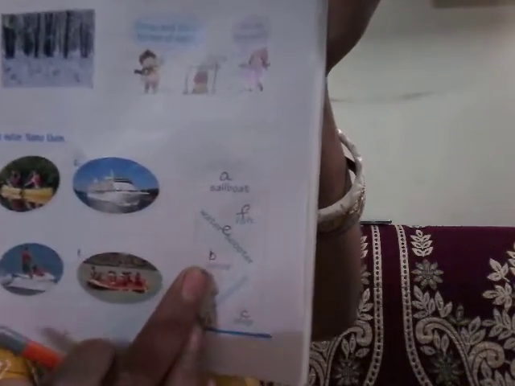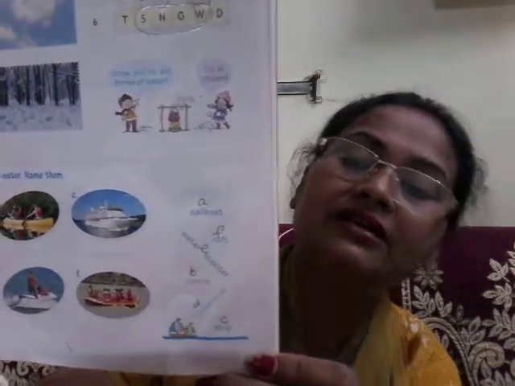Then number D. Number D is motorboat. Then number E. See the picture, number E. Number E is water scooter. And the last one, number F. Number F is raft. R-A-F-T, raft. So children, you write all this in the blanks.